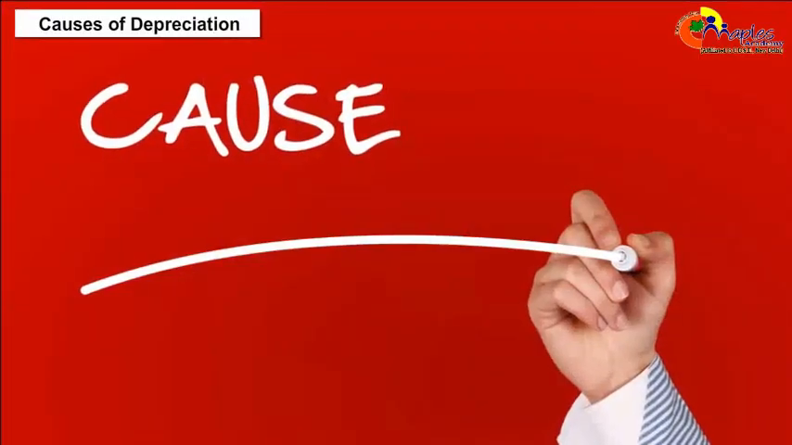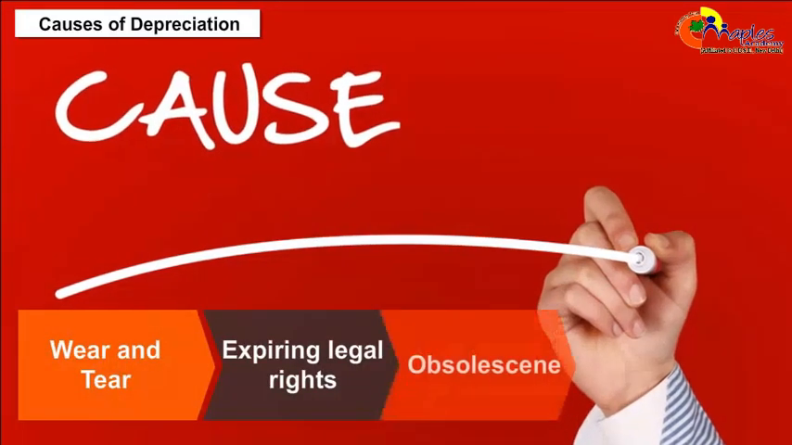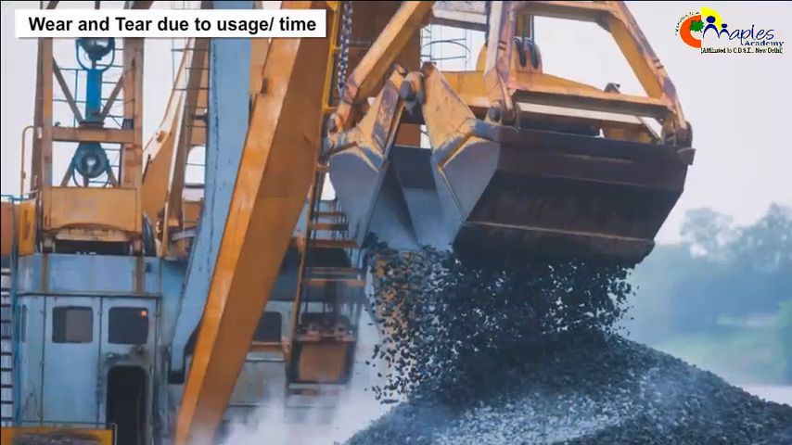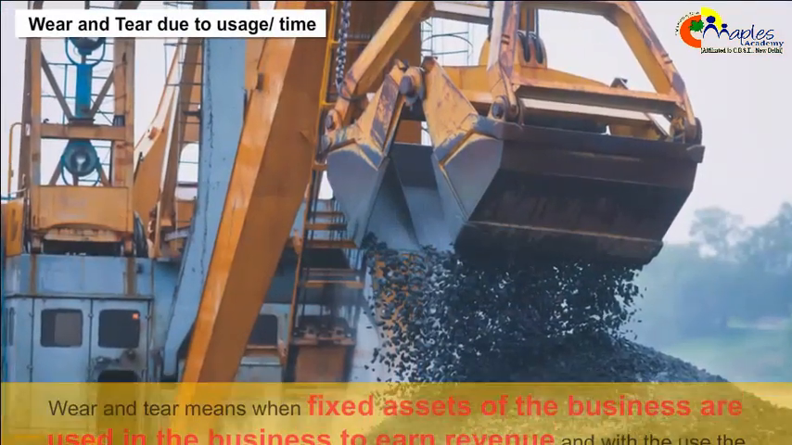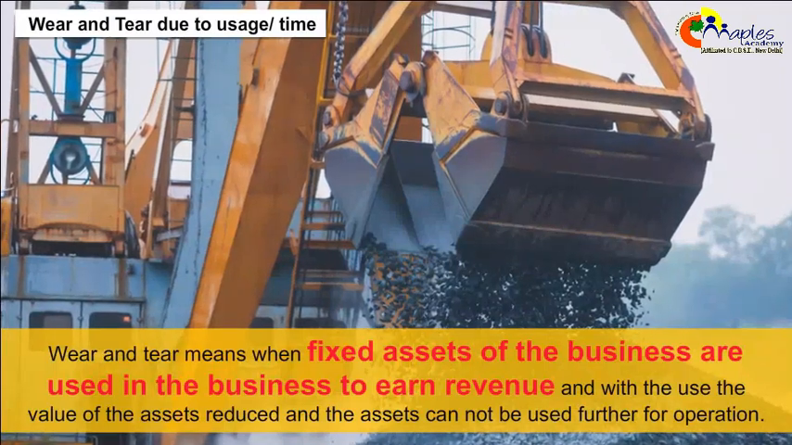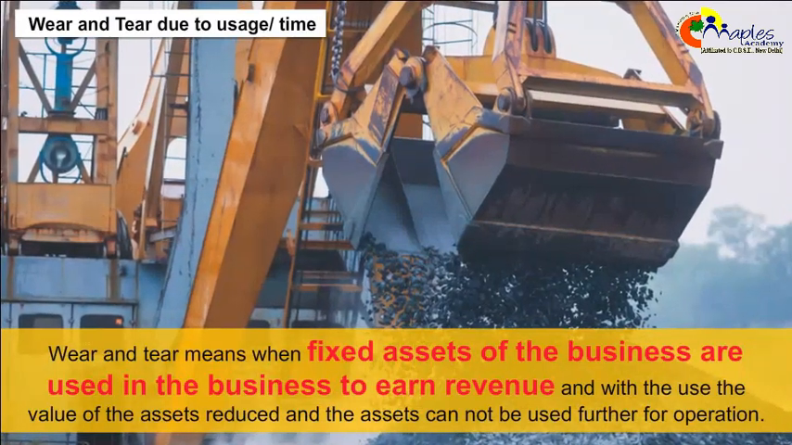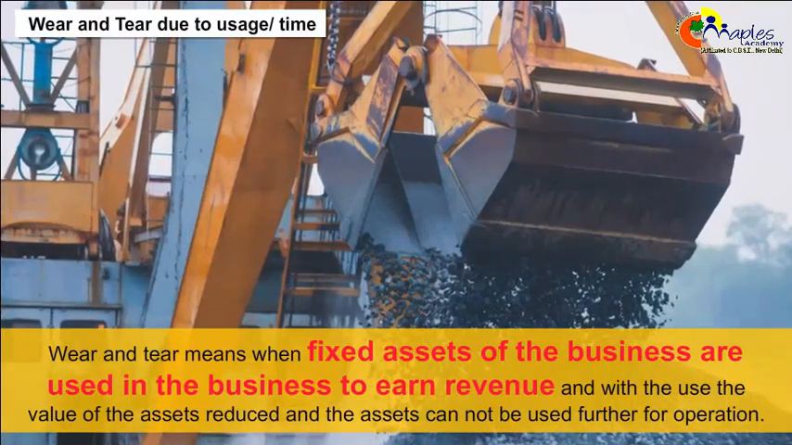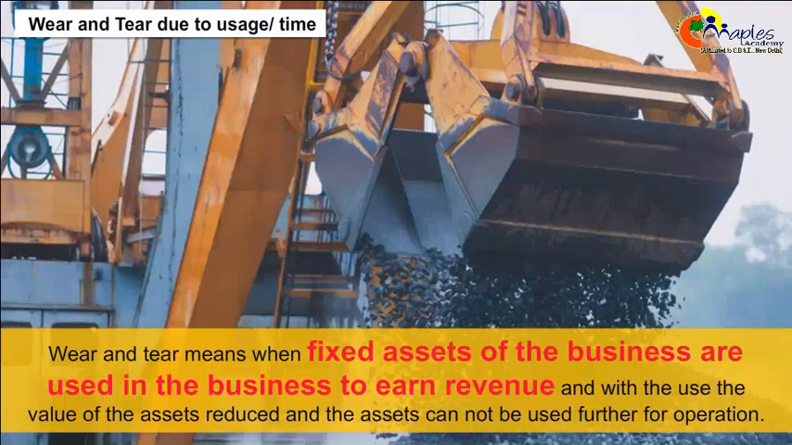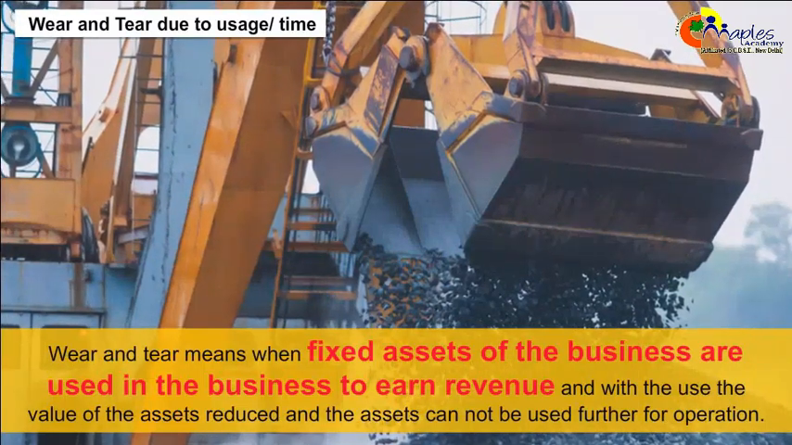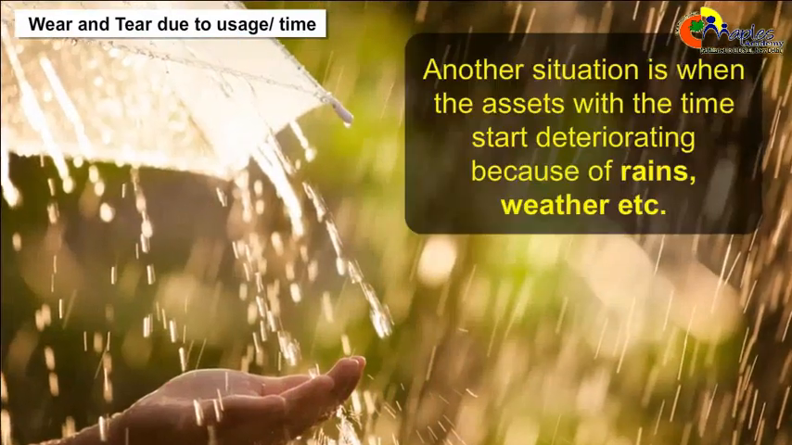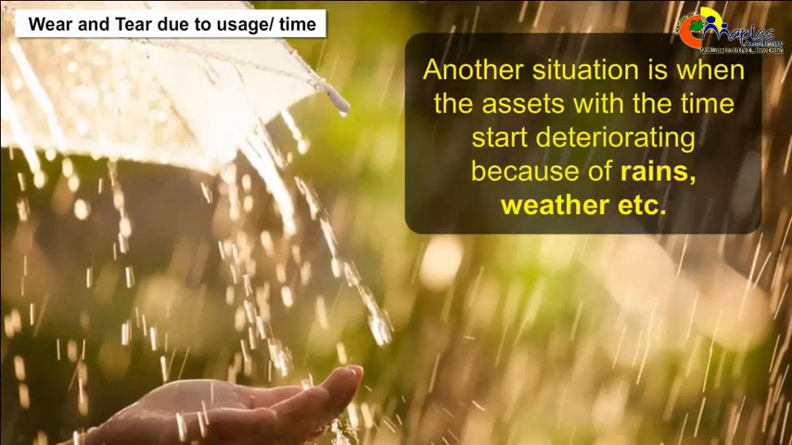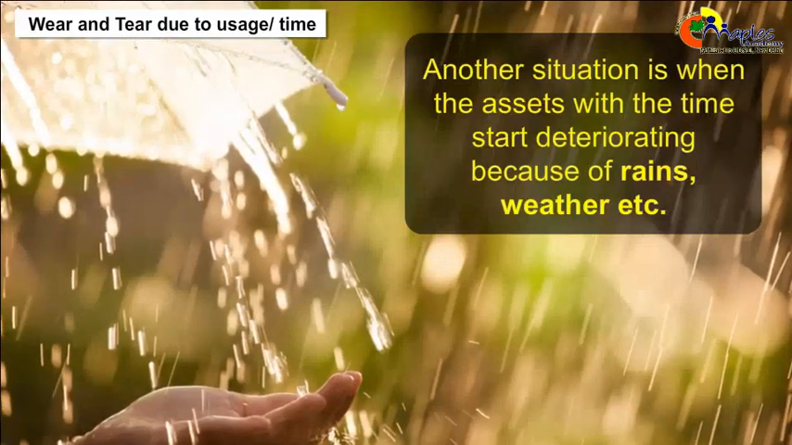Causes of depreciation. There are various reasons due to which we charge depreciation. Wear and tear due to usage or time. Wear and tear means that when fixed assets of the business are used in the business to earn revenue, with the use the value of the assets reduces and the assets cannot be used further for operation. Another situation is when the assets with time start deteriorating because of rains, weather, etc.